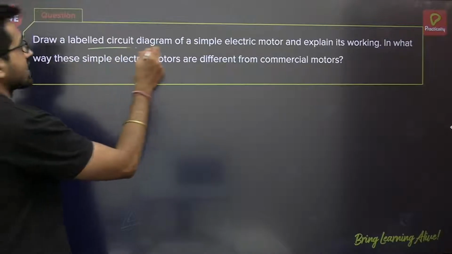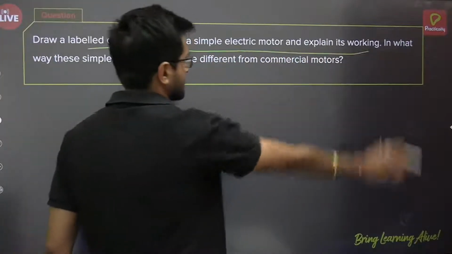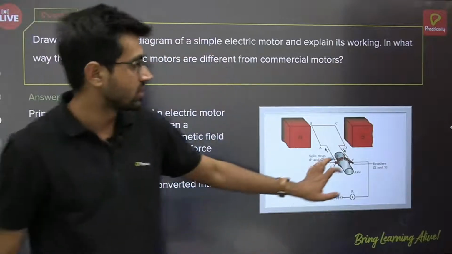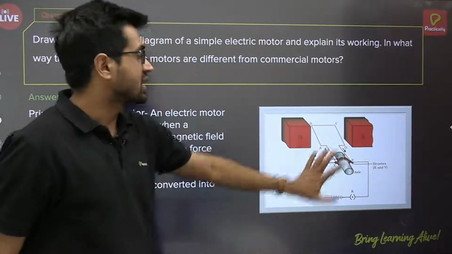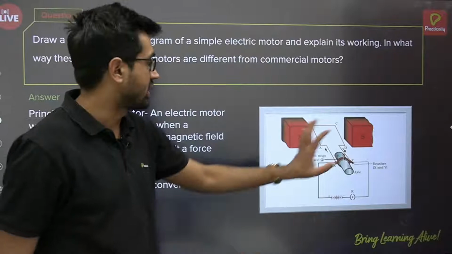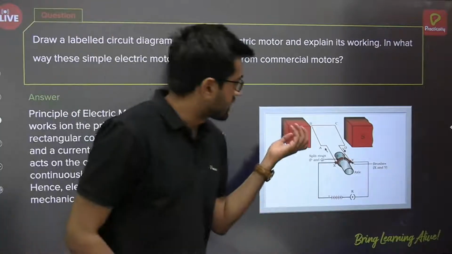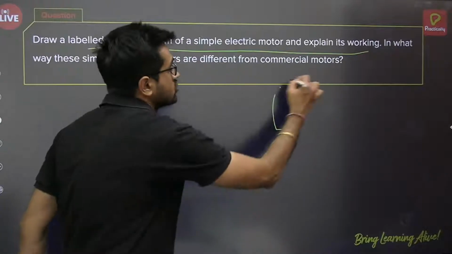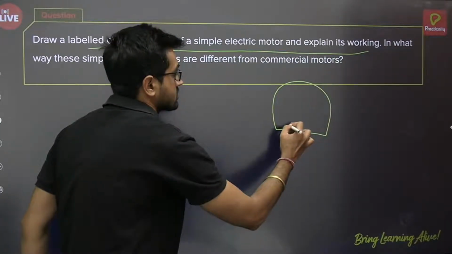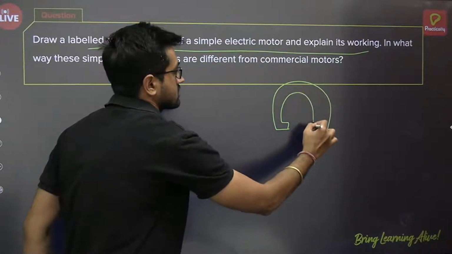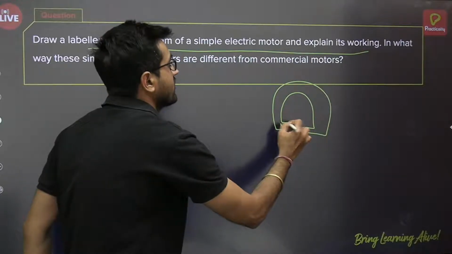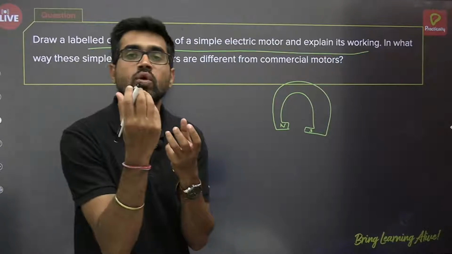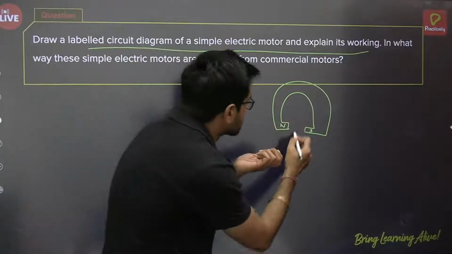Draw a labeled circuit diagram of a simple electric motor and explain its working. I will not draw it. It will take too much of my time. You can just see this and I'll explain it here. There should be a horseshoe magnet. Remember, actually it's a horseshoe magnet. So one face is north, the other face is south. The whole loop of this motor is placed inside this.